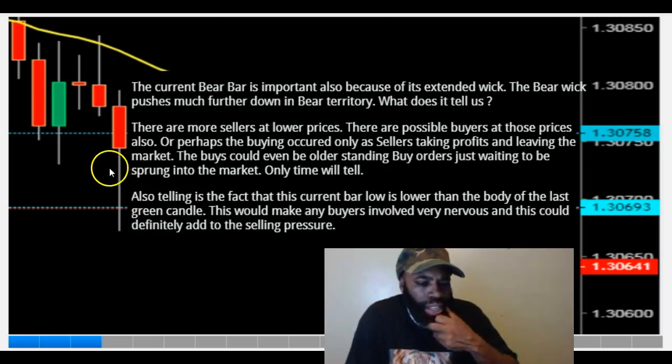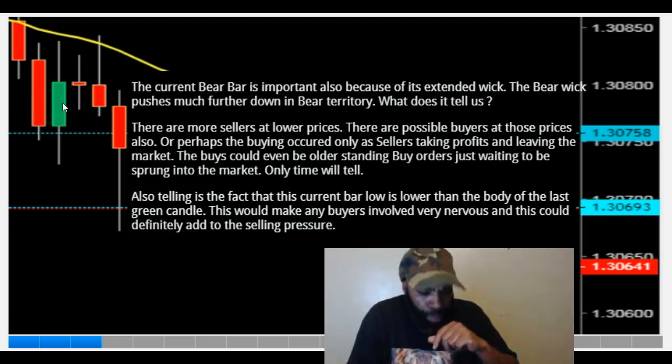Another telling fact about this current bar: the body of this bar is lower than the body of this green candle. And why is that important? Or why does it have any significance? It has a level of significance because if you were in the market here, right, you came into the market, you were a buyer, and you bought wherever you bought. Say you bought all the way down here at the low price of the body.